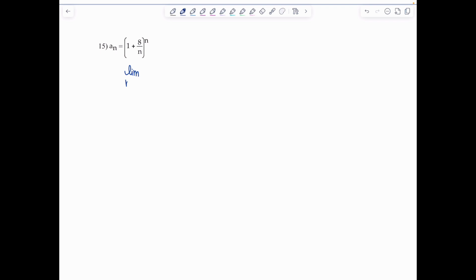Let's take the limit as n goes to infinity of (1 + 8/n)^n. So as n approaches infinity, 8 over n is going to approach 0. So the base here is approaching 1 + 0, it's approaching 1, raised to the n, raised to the infinity. You guys, this is an indeterminate form. It's not 1, because the base is not identically equal to 1.